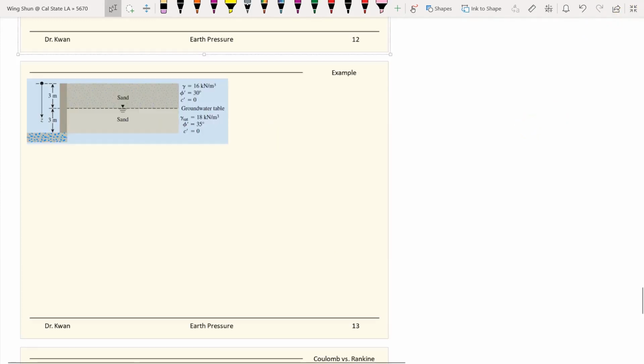Okay, let's try an example. So here we have a retaining wall again, supporting level backfill, sand material, and we are designing for active conditions.